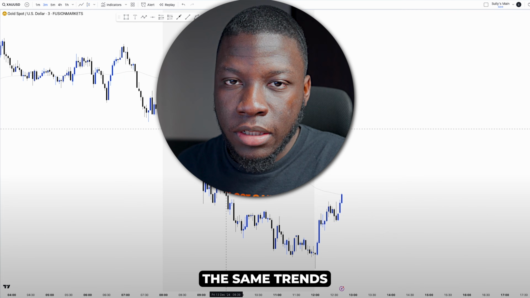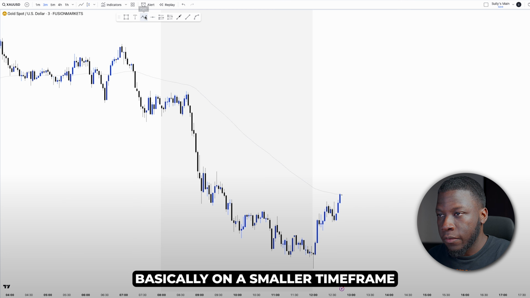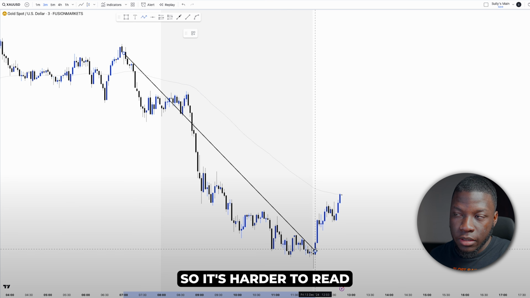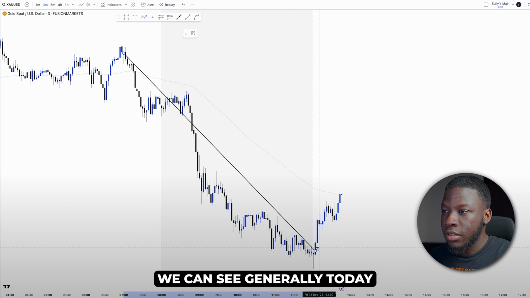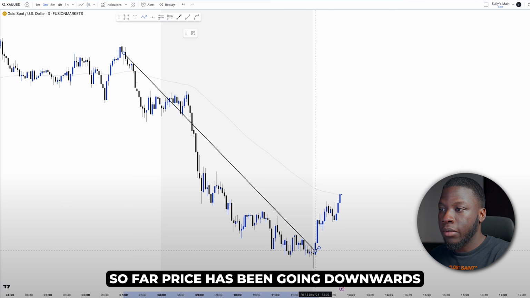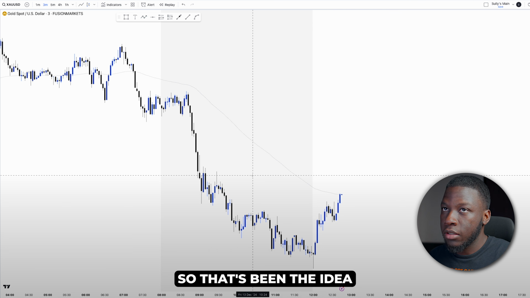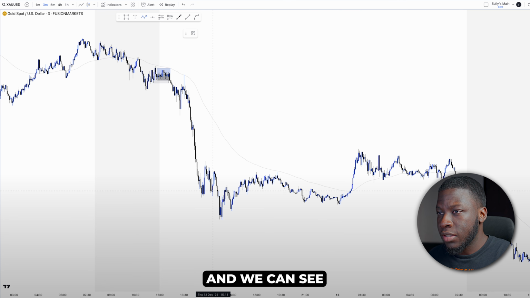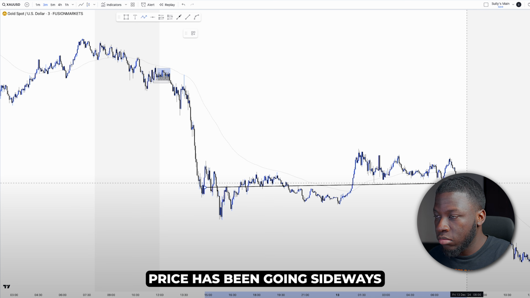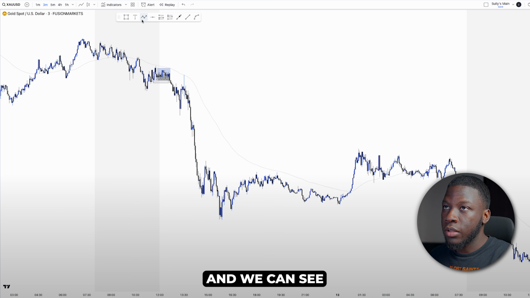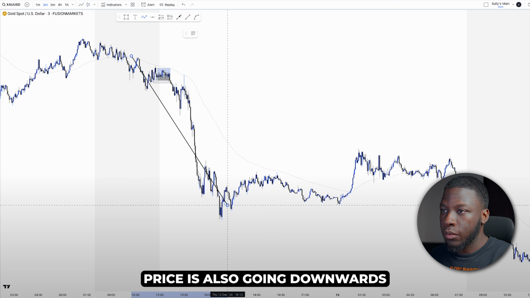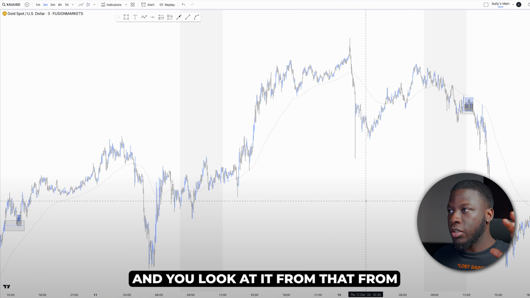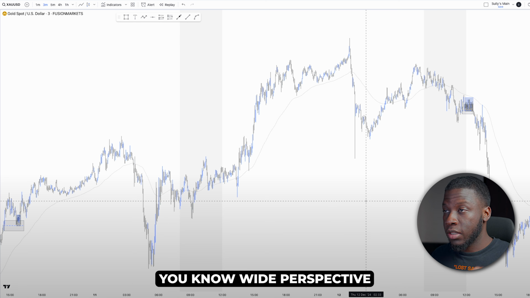I want you guys to identify the same trends, basically, on the smaller time frame. What this means is that usually smaller time frames are a lot more noisy, so it's harder to read, but it's still the same idea. We can see generally today so far, price has been going downwards. And this is on gold, right? Price has been going downwards in that situation. And we can see price has been going sideways in this case, nice and easy, and price is also going downwards in this case. These are very simple stuff. Just looking at it when you zoom out a little bit and look at it from a wide perspective, that's what you can see.